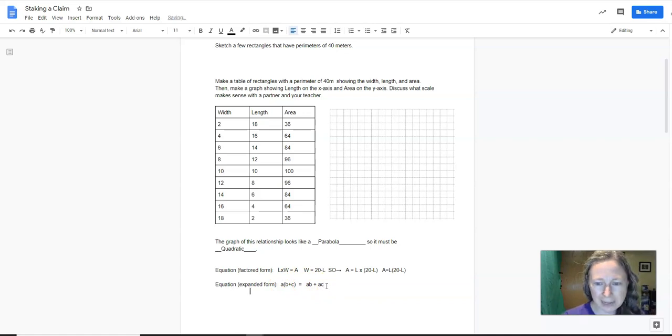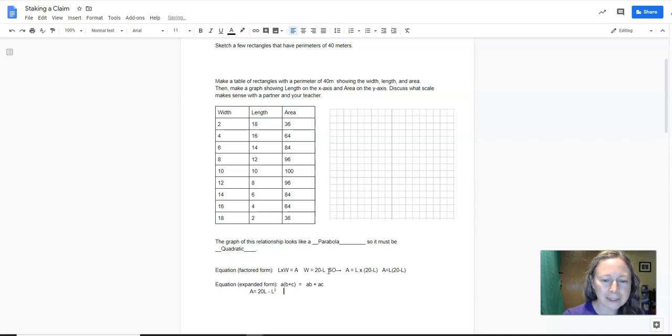And we'll do that by saying A equals L times 20 minus L. So A equals, we do L times 20, which is 20L, minus L times L, which is L squared. And that's kind of interesting because there's that L squared term that is the hallmark of a quadratic.